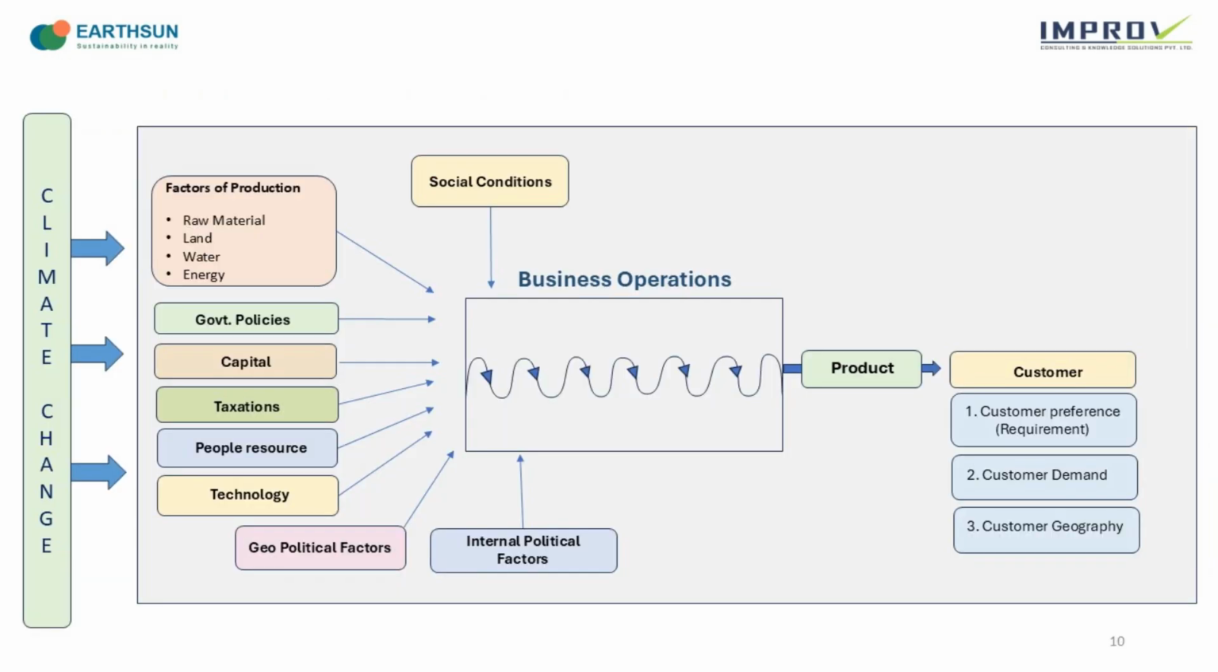This diagram is a schematic representation of the effect of climate change on the various business factors that can be affected and the subsequent effect on the outcome of the business operations. Climate change can affect various factors like government policies, capital required for business, taxation, human resource ability, technology, laws of the land, and factors of production.